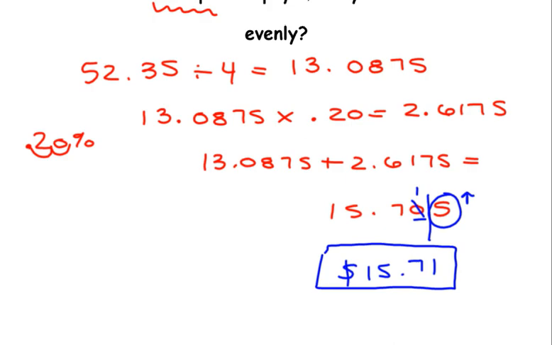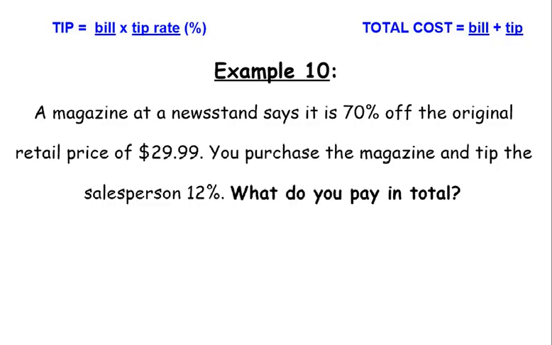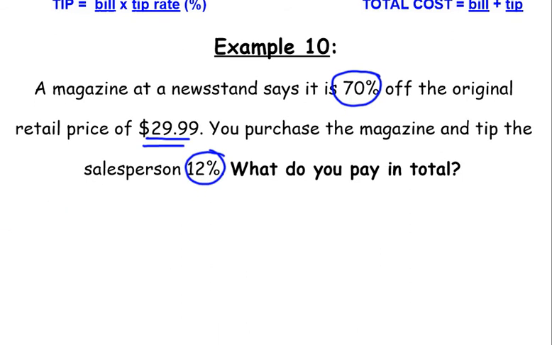Okay? All right, last example, example number 10. A magazine at a newsstand says that it is 70% off the original retail price of $29.99. You purchase the magazine and tip the salesperson 12%. What do you pay in total? So it's 2 parts, okay? Remember, first we always calculate the discount. Second, we calculate the tip.